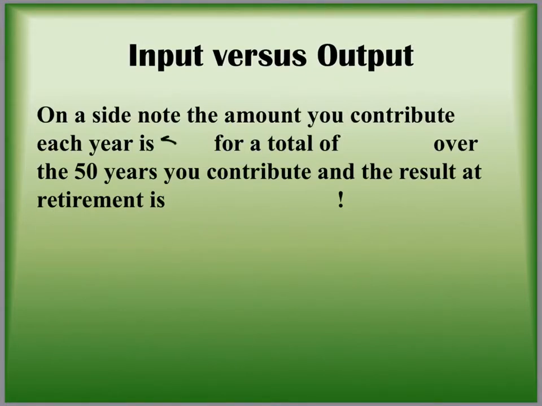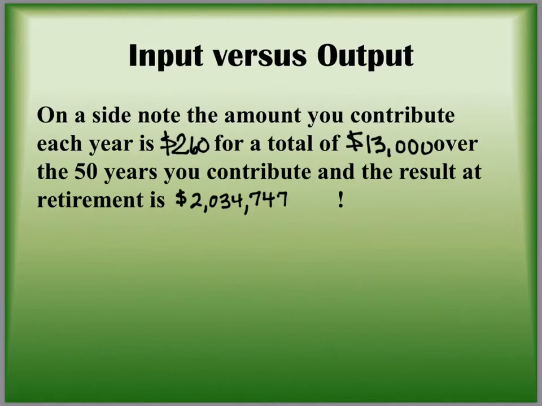You invested $260 a year for a total of $13,000. That's a lot of money. You could buy a pretty nice car for $13,000. You could, right? Yeah, you could. But at the end, instead of a car that is not so very nice any longer, you have $2,034,747.29. That's a pretty good trade-off.